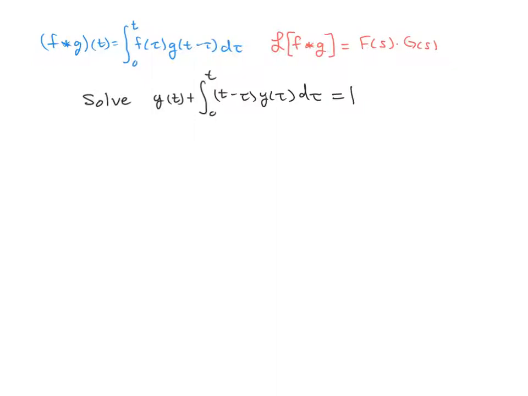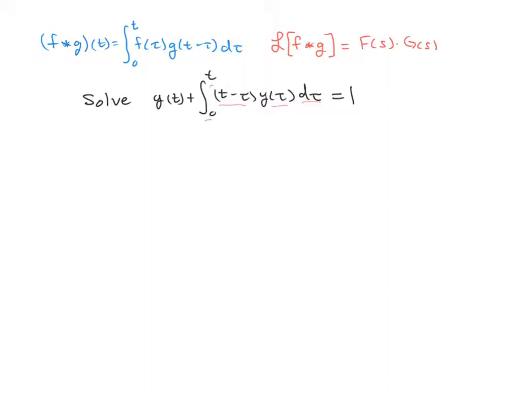So the first thing you'll notice in this problem is that this integrand, the stuff inside the integral, looks a lot like the definition of convolution. We've got an integral from 0 to t, and the product of two functions integrated with respect to some variable d tau. And so the idea is to first rewrite this using convolution.